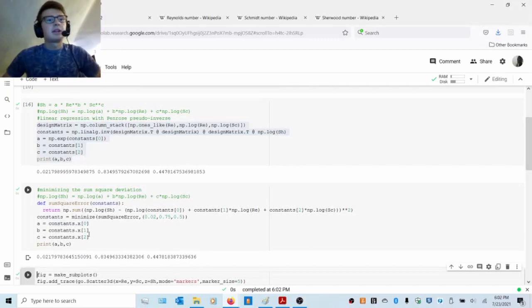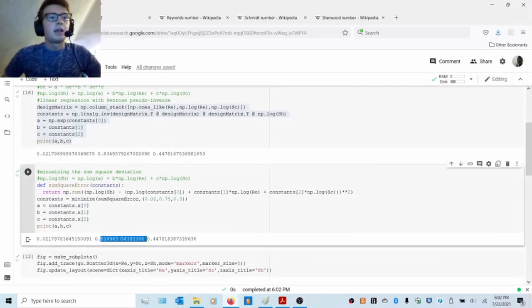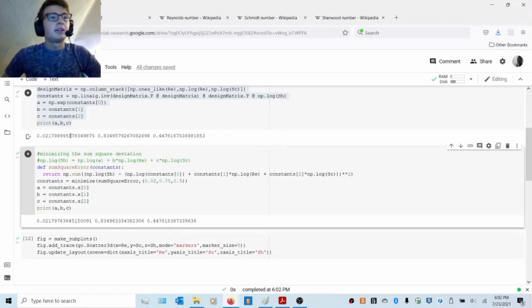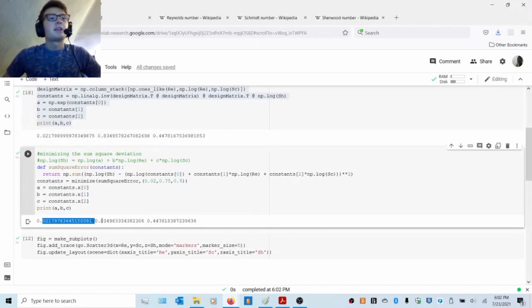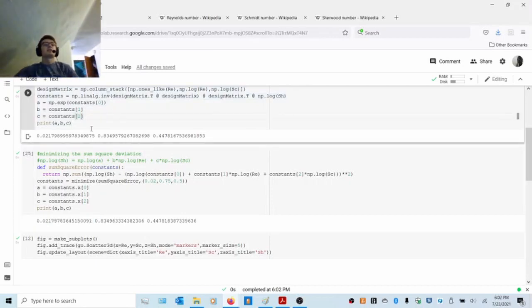Yeah, look at that. So we have A, B, and C all printed. And it's about the same as these values. It's in the same format. So with all that in mind, we are ready to plot the trend line because now we have these values of A, B, and C, right?